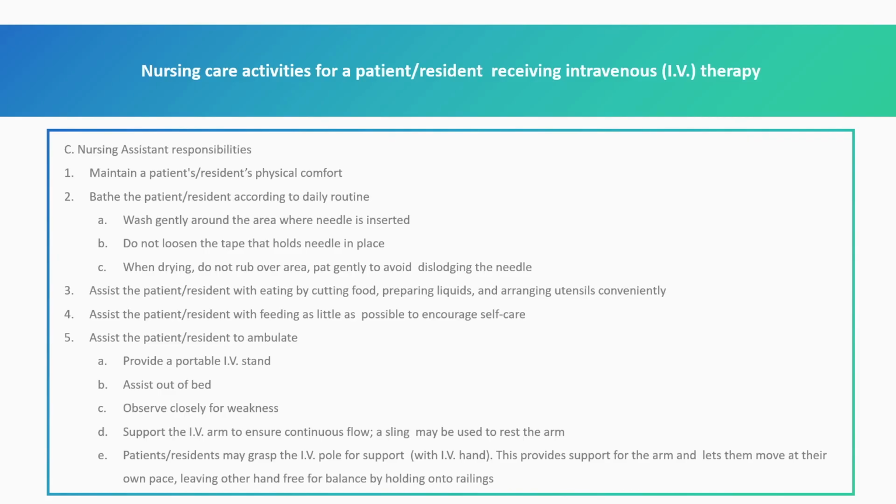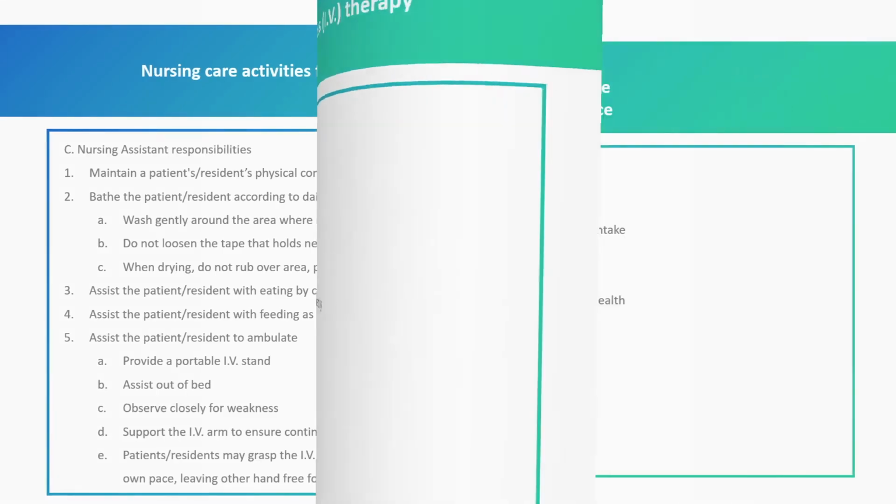Assist out of bed. Observe closely for weakness. Support the IV arm to ensure continuous flow. A sling may be used to rest the arm. Patients or residents may grasp the IV pole for support with IV hand. This provides support for the arm and lets them move at their own pace, leaving their other hand free for balance by holding onto railings.